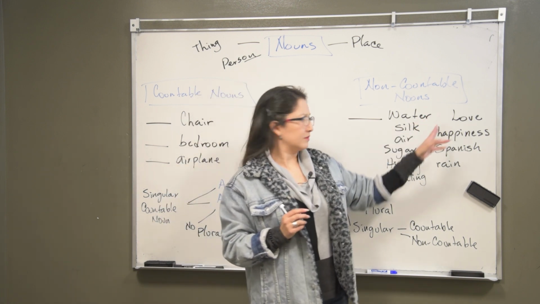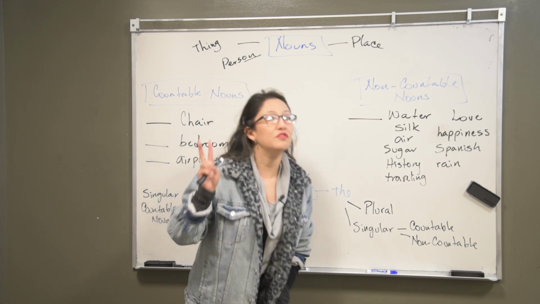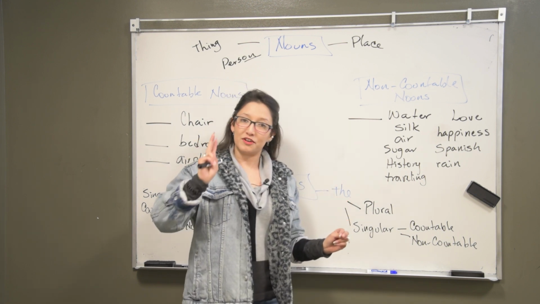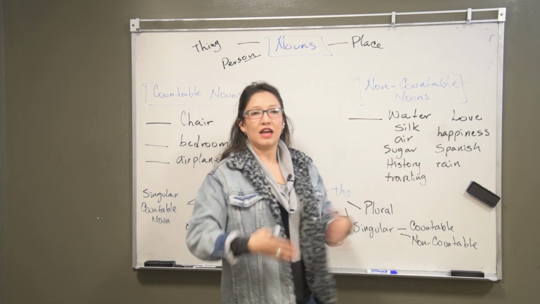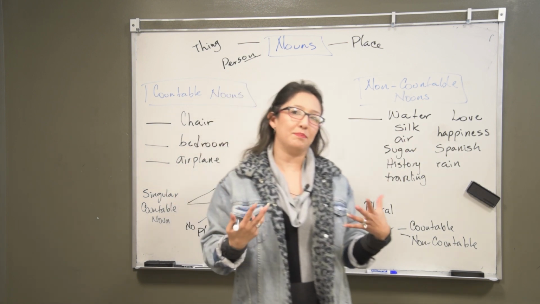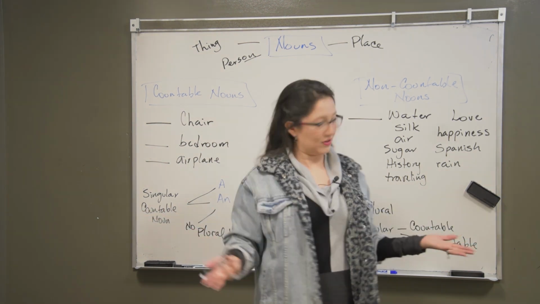Love, happiness. Can I count love? No, I cannot have two loves. I can have two lovers, which is different, right? But we cannot count love. We cannot count happiness. We cannot say I have three happinesses. Sounds weird. It's not a word in English, right?